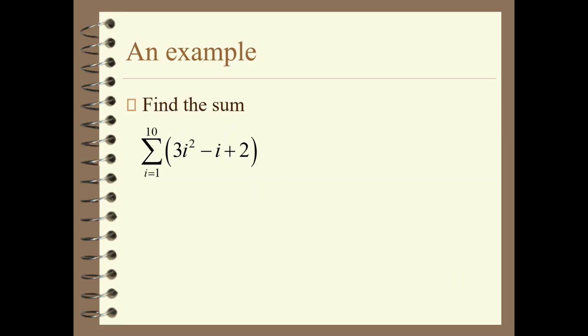As an example, let's find the summation as i goes from 1 to 10 of 3i squared minus i plus 2. Now we could do it the old way: evaluate when i is 1, evaluate when i is 2, evaluate when i is 3, up to evaluate when i is 10, and then add those values together. But that seems painful. So instead, let's use the properties I just gave you.